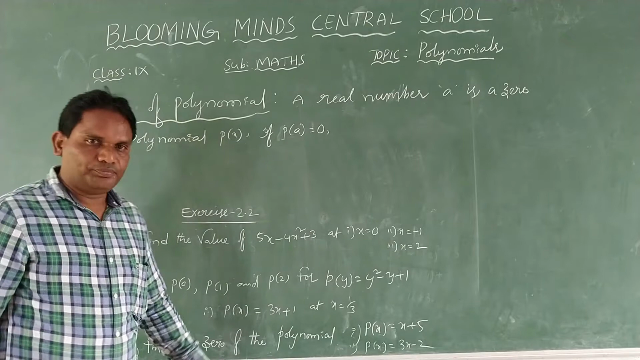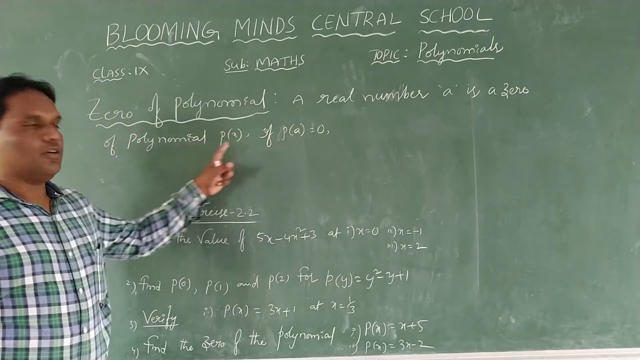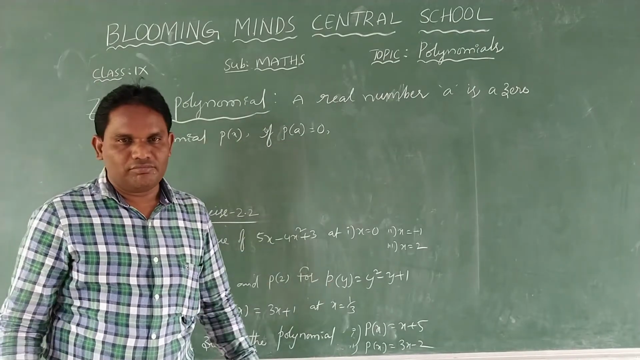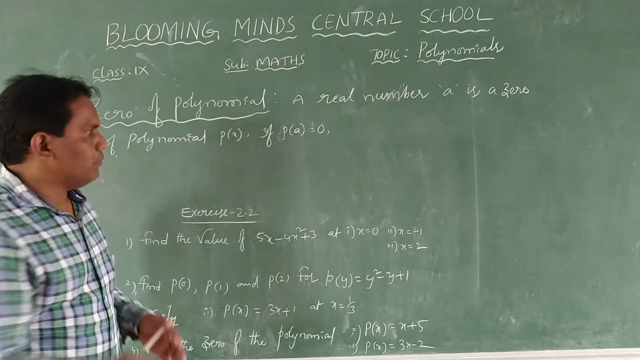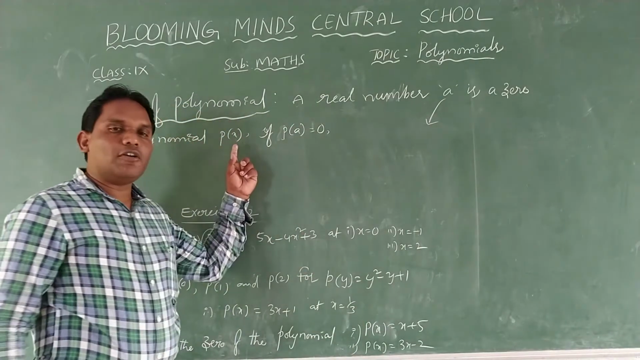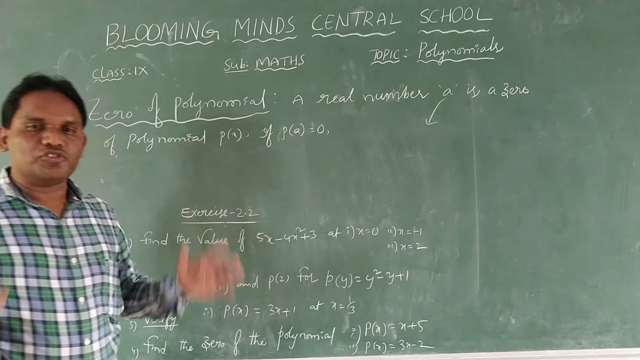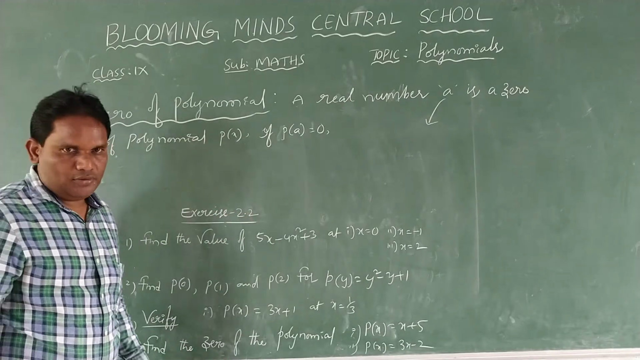Of the polynomial. A real number a is a 0 of the polynomial p of x if p of a is equal to 0. Only then can we say a is a 0 of the polynomial. That means this a is making the polynomial p of x totally equal to 0. So that is called the 0 of the polynomial.